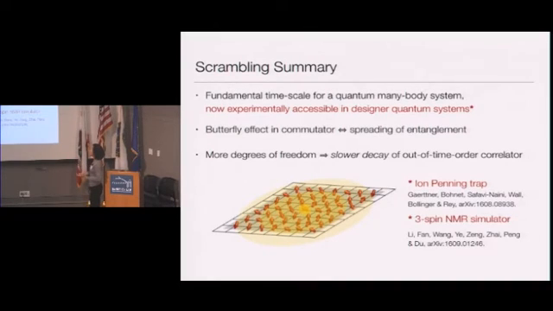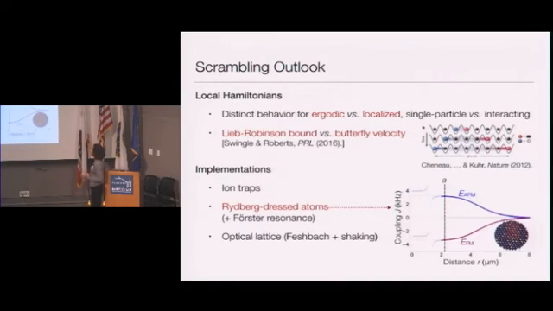There's really a fundamental timescale for quantum many-body dynamics that people have been thinking about in the context of black holes that just now is becoming experimentally accessible in tabletop quantum systems. There have been a few related experiments recently in ion traps and in NMR systems, and there's really a smoking gun signature that this scrambling is what one is detecting if one sees this kind of timescale that's growing with the number of degrees of freedom.